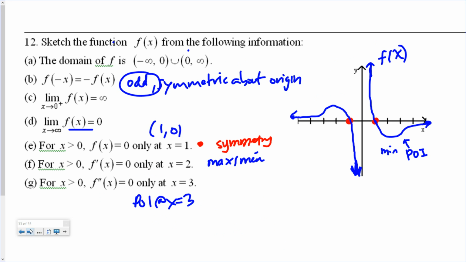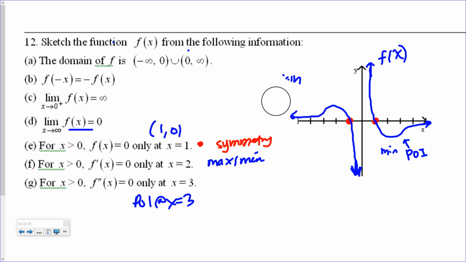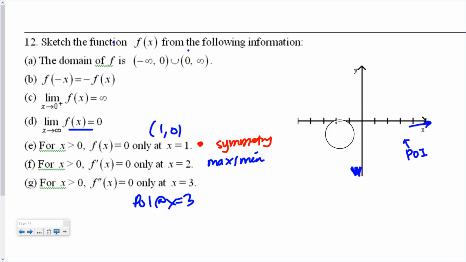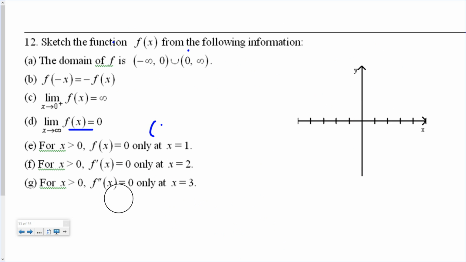Okay, and the mother of all problems. Here we go. Number 12. Let's talk about what we know about this problem. When you're doing this one, we already talked about part B. Part B said that this was an odd problem, okay? So whatever you get on the right side, just flip it, and it'll be symmetrical that way. Just flip it and flip it, okay?